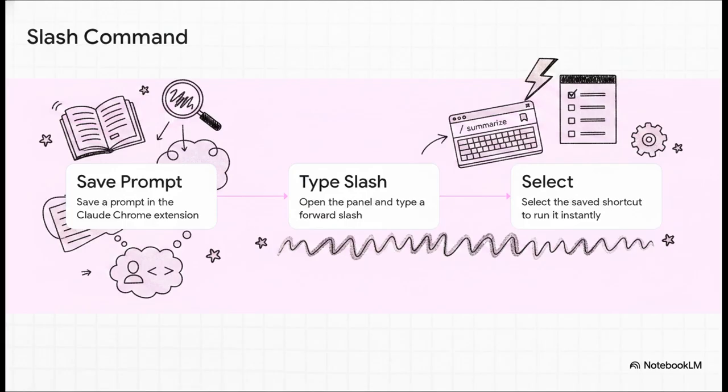Now, the next time you're reading an article, all you do is open the panel, type a /, and select your saved shortcut. Boom. Claude reads the current page and spits out your bullet points instantly. You've literally just turned paragraphs of tedious, repetitive typing into 3 characters of effort. It's a total game changer.